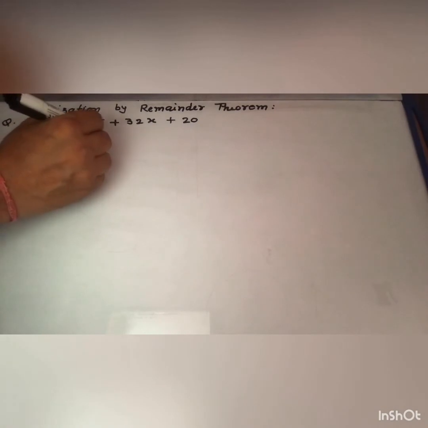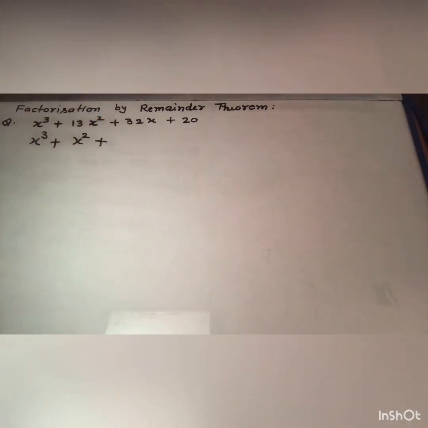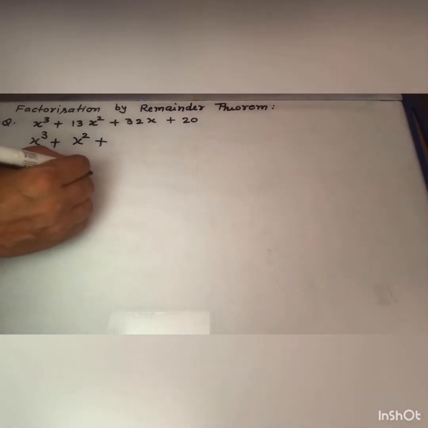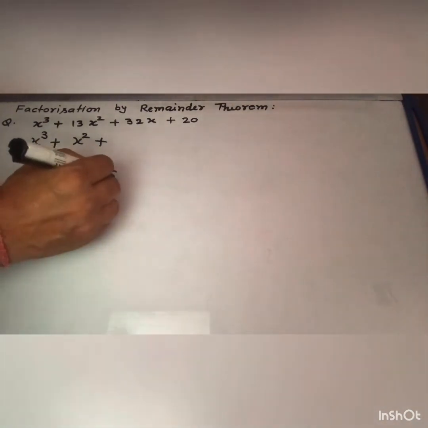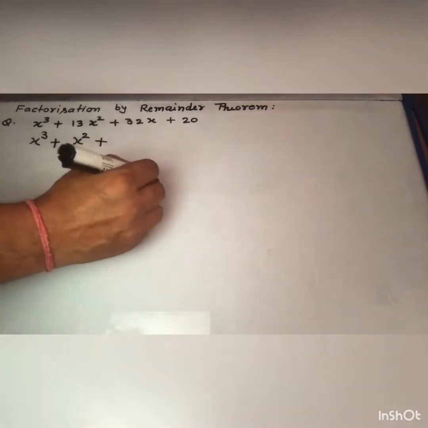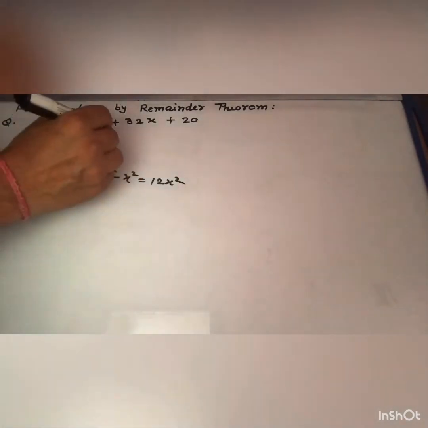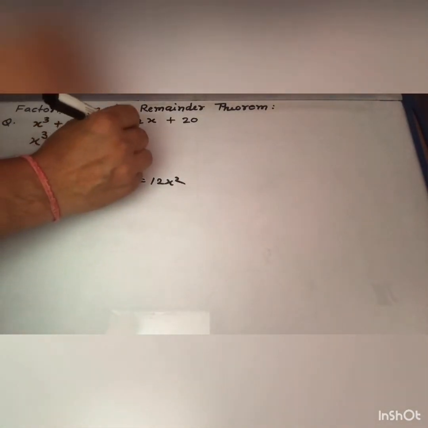Okay. After that you move to the second term. The second term is 13x square, and 1x square you have already put here. So what is the remaining? That is 13x square minus x square, which means 12x square. So you put here 12x square.